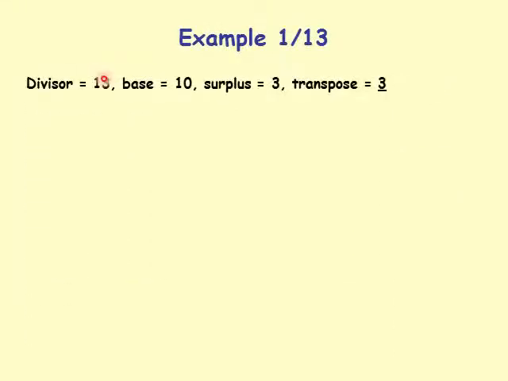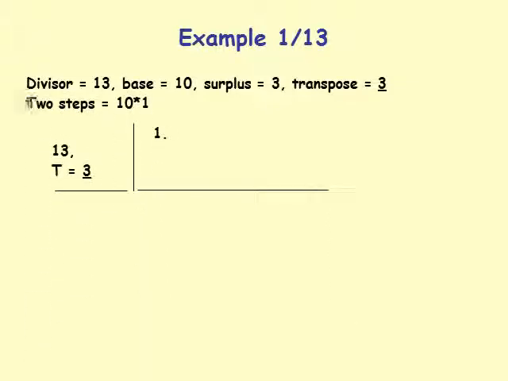Let's continue here. The divisor is 13. We would decimalize 1 over 13. If we were to say the quotient is 0 and the remainder is 1, that's straightforward, but we want to decimalize this. 13 is the divisor, base is 10, surplus is 3. The surplus of divisor 13 from 10 is 3, and the transpose of that surplus is negative 3.